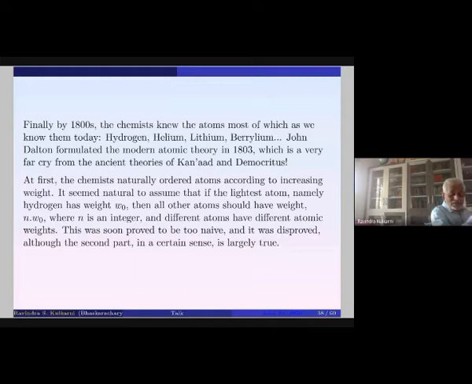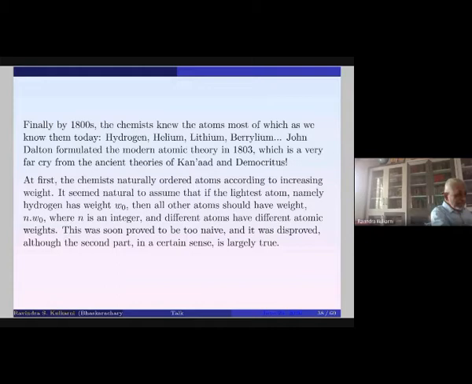If you assume the atomic hypothesis, it seemed natural to assume that the lightest atom, namely hydrogen, has some particular weight, say W naught, and then all other atoms should have weight nW naught, where n is a natural number, a positive integer. And different atoms have different atomic weights. This is natural to theorize, but it soon proved to be too naive, and it was disproved. And then it was a question how to justify this ordering. That is partly where the periodic table comes in.